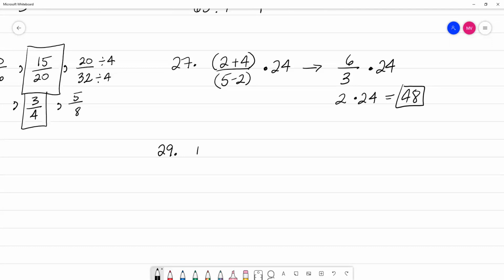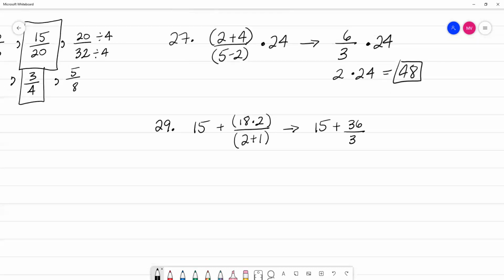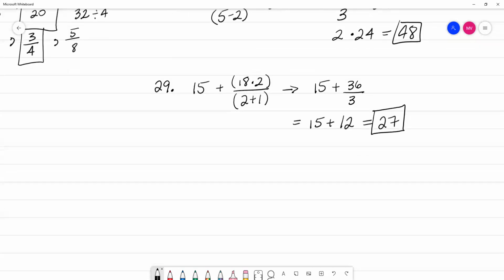So for 29, we have 15 plus 18 times 2 over 2 plus 1. Again, treat these like they're in parentheses. We have to do parentheses first. So this is 15 plus 36 divided by 3. 36 divided by 3 is 12, and 15 plus 12 is? Okay, we'll get there in a second.